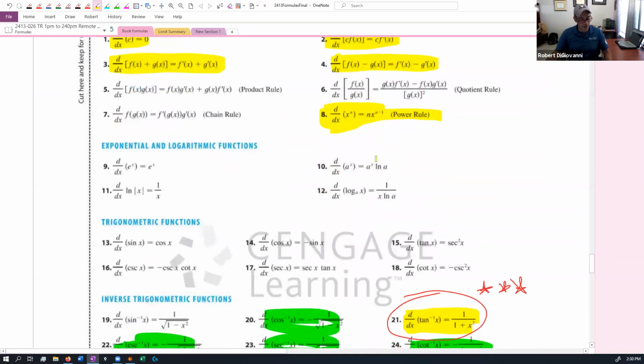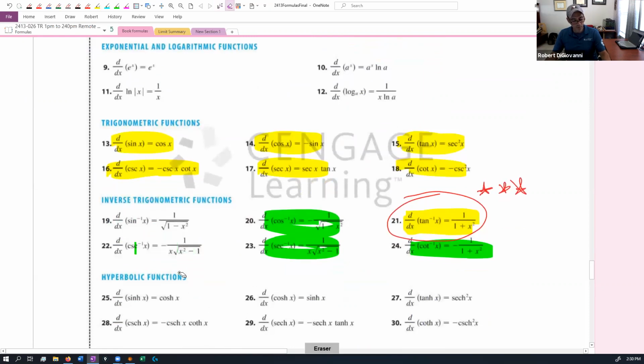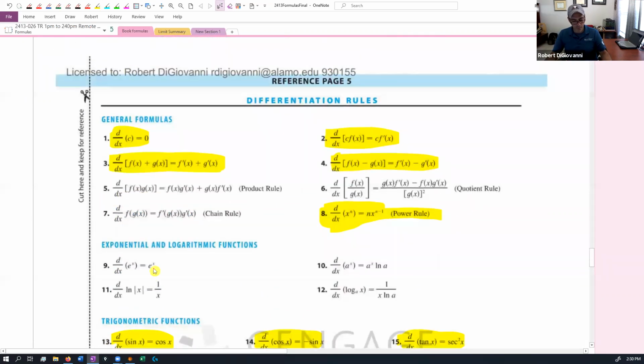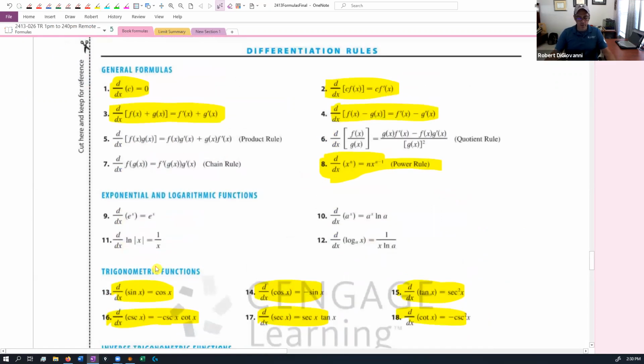We also learned the derivative of sine is cosine, derivative of cosine is negative sine, derivative of tangent is secant squared, derivative of cosecant is this. We learned all those. Well, I tried to convince you of the first two, the others you're taking on faith. So right now, where we stand is everything in yellow is what we covered today. Those are our differentiation rules.